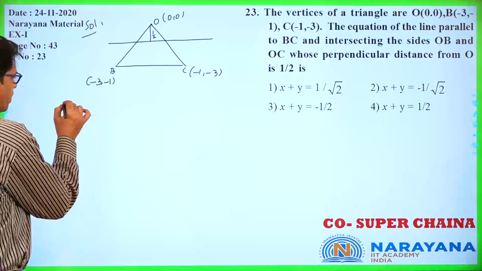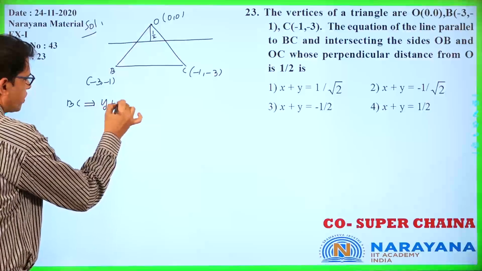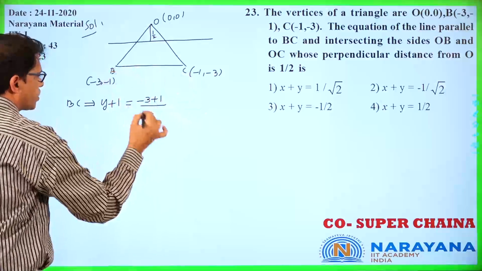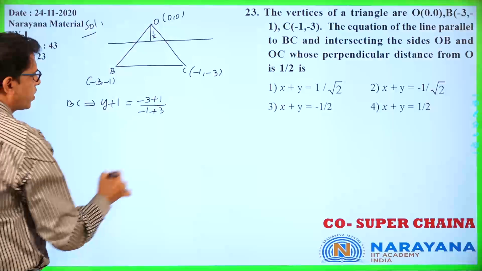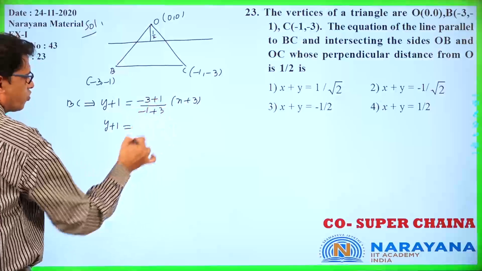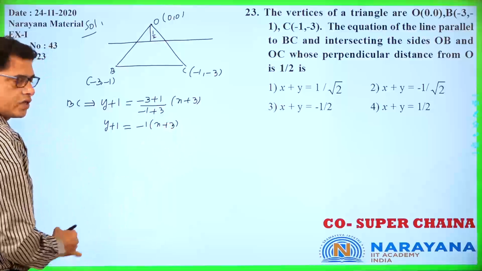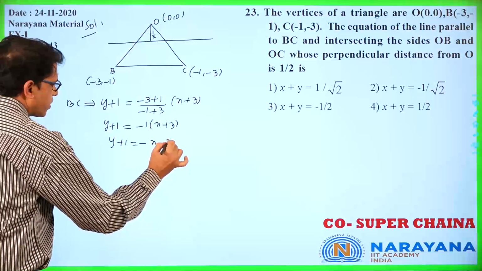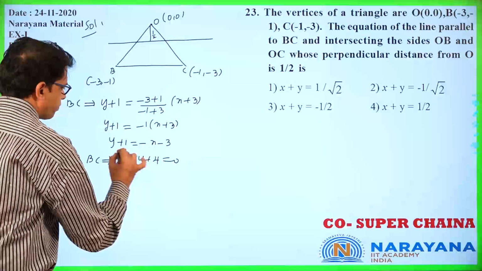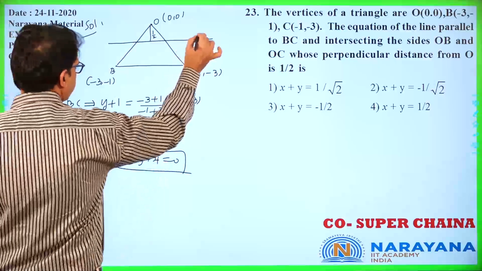So equation of BC, two-point form: y minus y1 equals (y2 minus y1) by (x2 minus x1) into x minus x1. That is, minus 3 plus 1, minus 1 plus 3, into x plus 3. That implies y plus 1 equals minus 2 by 2, so it is minus 1 into x plus 3. That implies y plus 1 equals minus x minus 3. So equation of BC is x plus y plus 4 equals 0. Now say this is a required line.